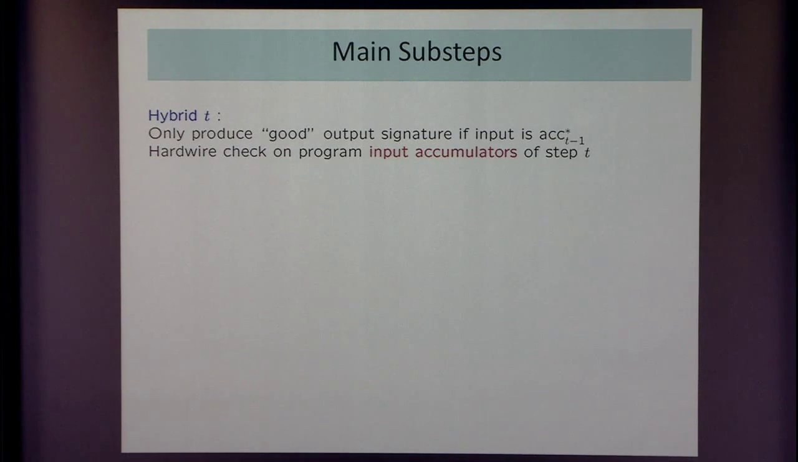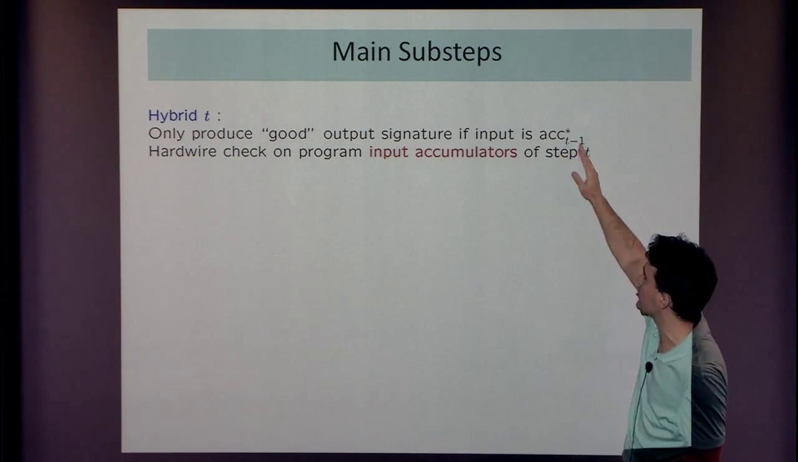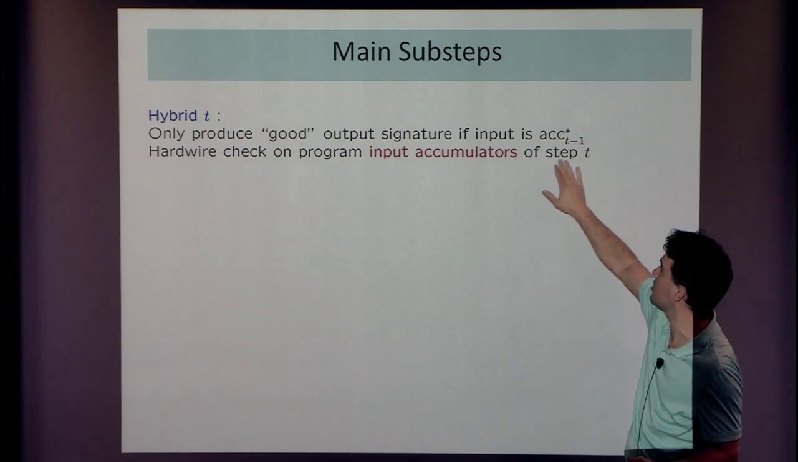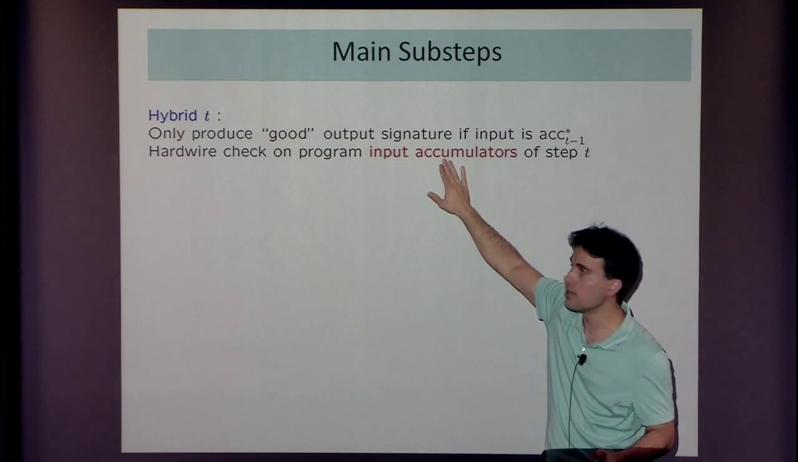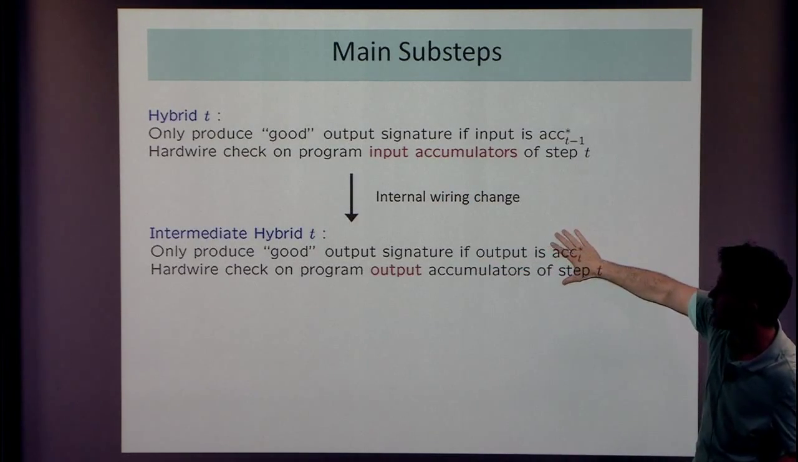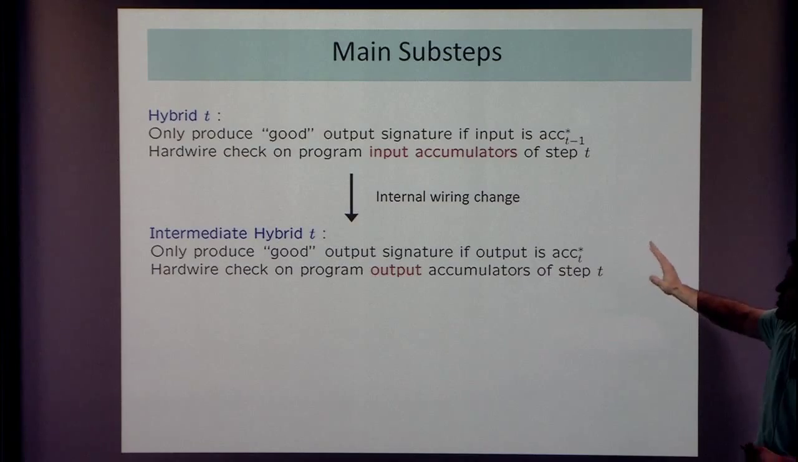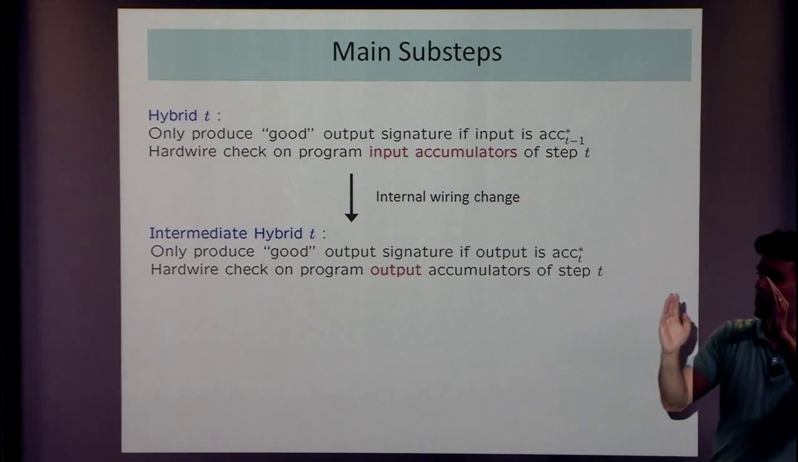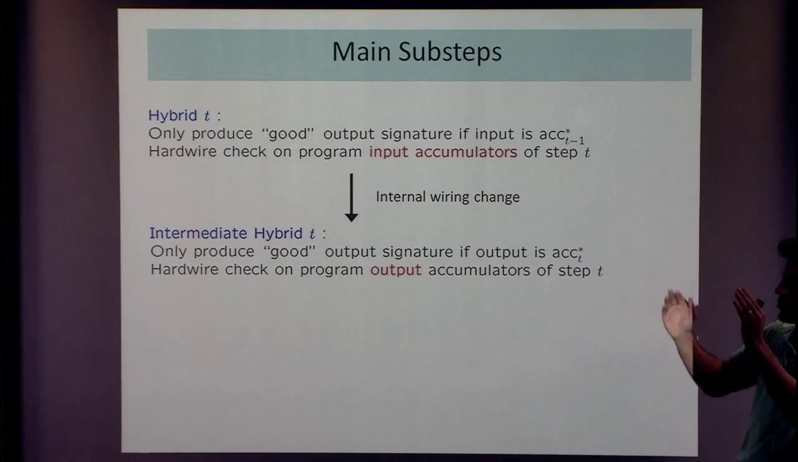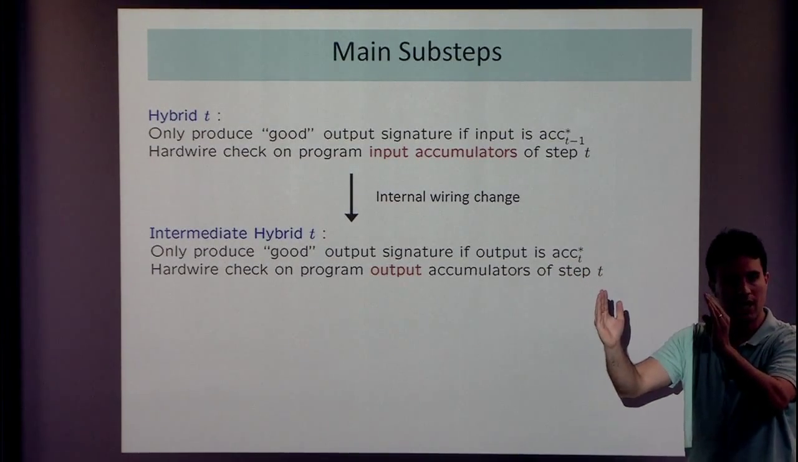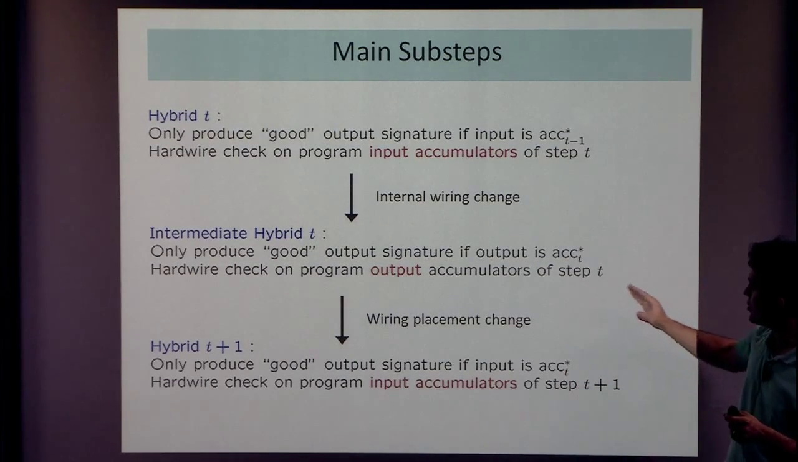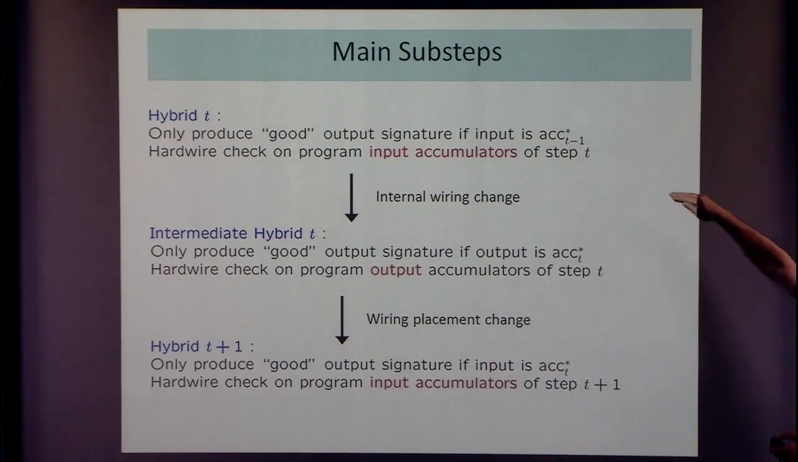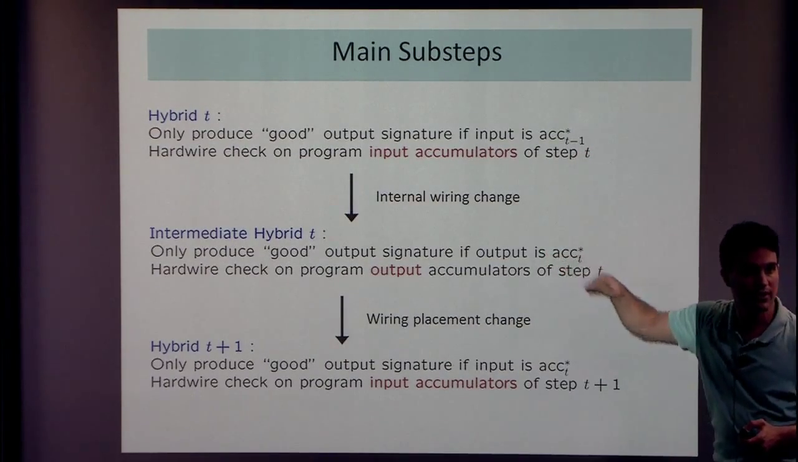So here are the main substeps of the proof. We don't have too much time. At hybrid t, we're going to only output a good signature if the input to this obfuscated program is ac star of t minus 1. So this is a condition on the input of the accumulator. What we can do then is think of an intermediate hybrid t, where instead of hardwiring at the input to the accumulator, we hardwire at the output. So we're hardwiring on the opposite side of the circuit. And then we go back to hardwiring at the next step, t plus 1, at the input as before. So what I want to talk about is how we get from here to here. And this is where, sure.